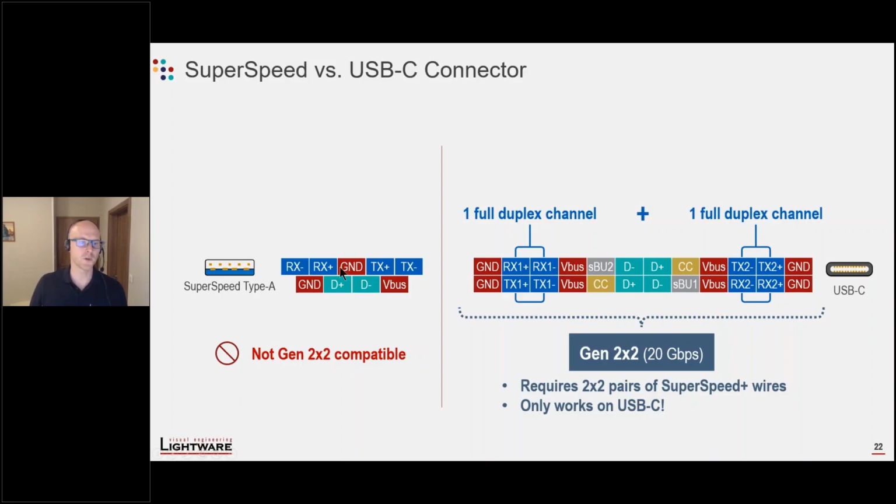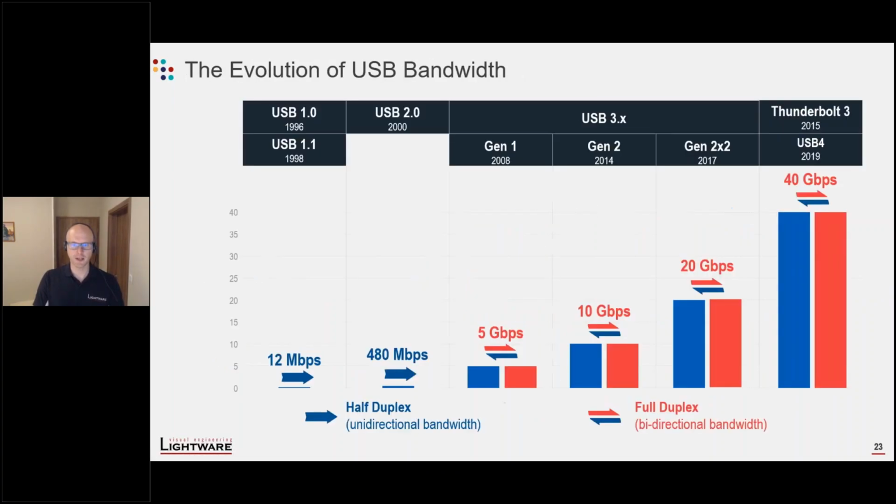But unfortunately, since the SuperSpeed Type A and Type B connectors only have one of these wire pairs for TX and RX, SuperSpeed Type A and Type B are not compatible with Gen 2x2 or any later standards, so USB 4 or Thunderbolt 3. So that's a quick look at the connectors or the pins themselves. Let's take a look at the speed evolution.